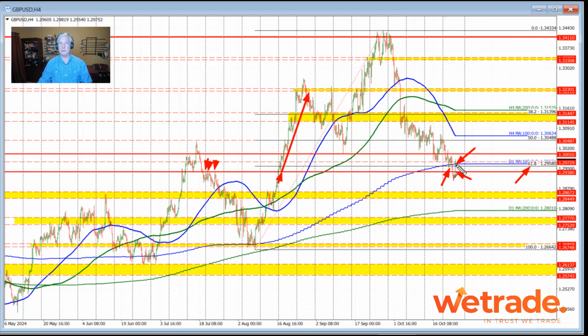Now the question is, can we hold that 100-day moving average? If we can, then we'd look toward this swing area right here near the 1.30 level, a nice natural level of resistance as well. Get above the 1.30 level and it opens the door for further upside.